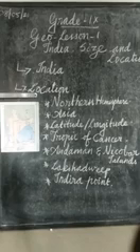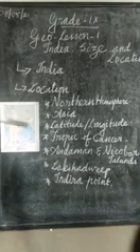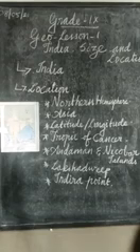Now moving on to understand India's location. India is located in the northern hemisphere. It is situated in the southern part of Asia.